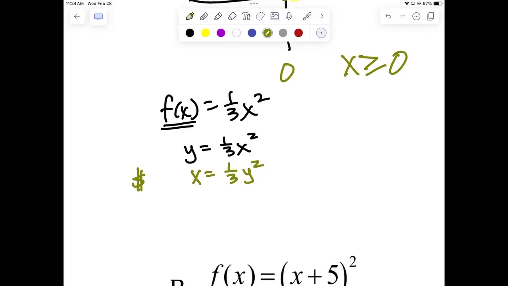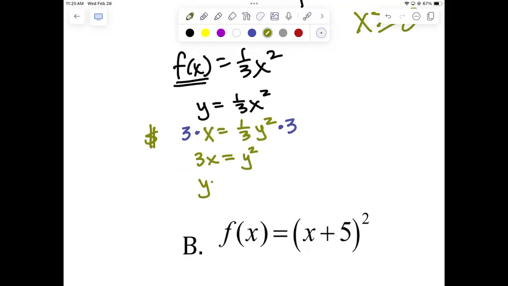What would you do first to solve for y? Would you take the square root of both sides right away? No, because you got a 1/3 blocking the y squared. So how do you get rid of the 1/3? Multiply both sides by the reciprocal of 1/3, which is what? 3. Multiply both sides by 3, and we get 3x equals y squared. Now what? Now can I take the square root? Yeah, so I take the square root and I get plus or minus the square root of 3x.